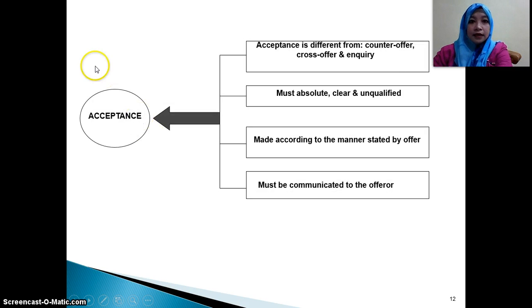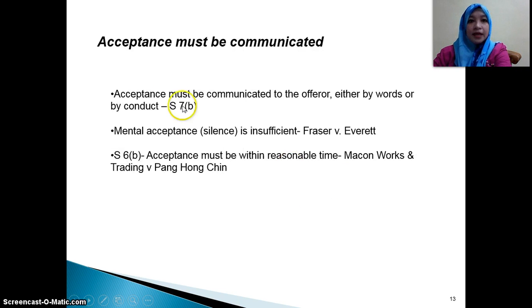Okay class, this is the same explanation on acceptance. Acceptance is different from counter offer, cross offer and inquiry. It must be absolute, clear and unqualified, made according to the manner stated by the offeror, and must be communicated to the offeror. Acceptance must be communicated to the offeror either by words or by conduct. Section 7(b): mental acceptance or silence is insufficient, or we can say that mental acceptance or silence is not accepted in contract law.